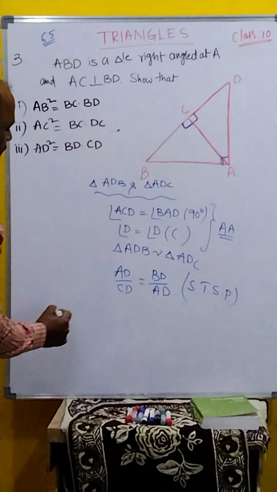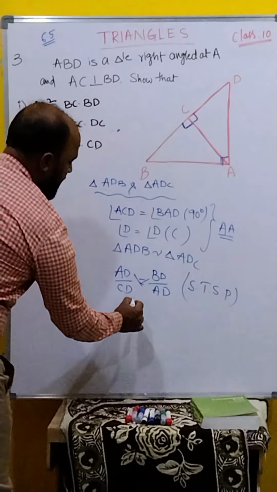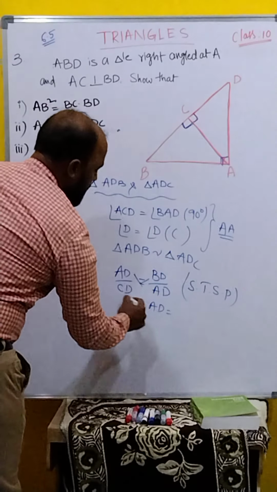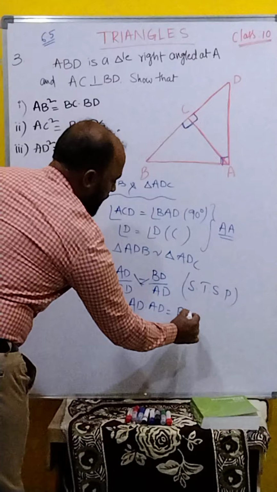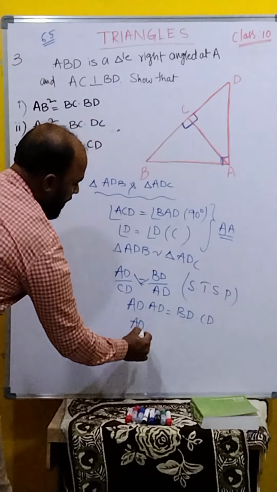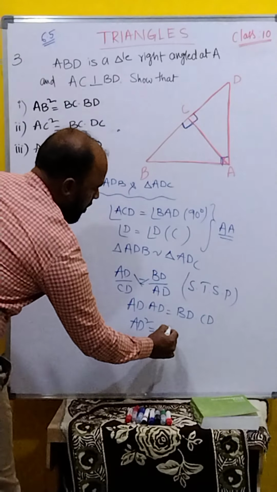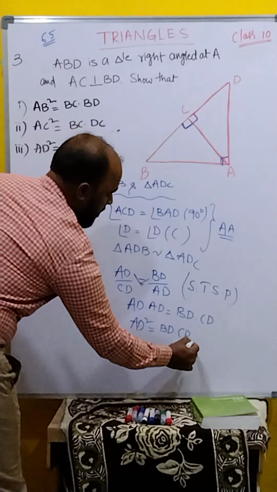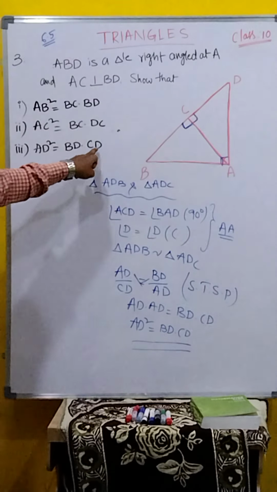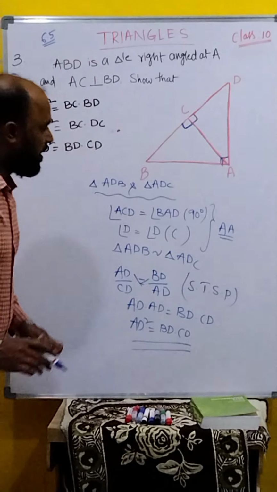Clear, children? Cross multiply: AD into AD is equal to BD into CD. AD into AD, that's AD square, is equal to BD into CD. That is the proof. Observe here, AD square is equal to BD into CD. Clear, children?